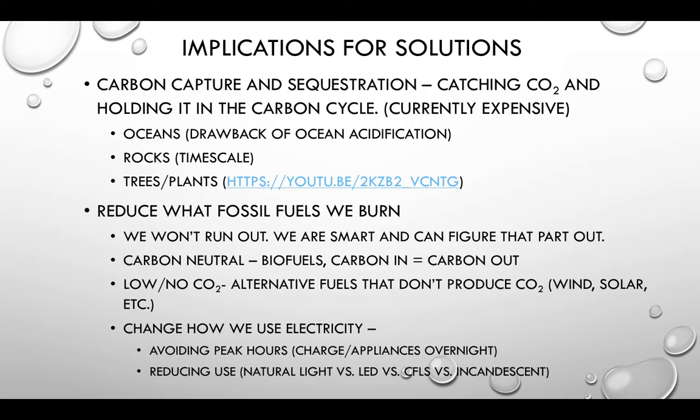And then also changing how we use our electricity. If we avoid peak hours, we charge or use our appliances overnight, what happens is that puts less requirement for fuel to be burned, like coal here in Nebraska. And so that reduces our carbon footprint. And then reducing use. Natural light uses obviously less carbon dioxide, and that's why we keep the lights off in 305 so much. LED lights don't use very much, and then we start getting more with CFLs and a whole lot with incandescent bulbs. So there are solutions in place.